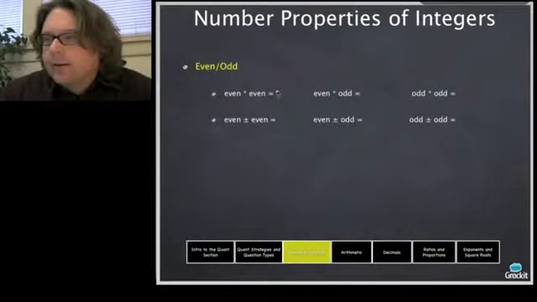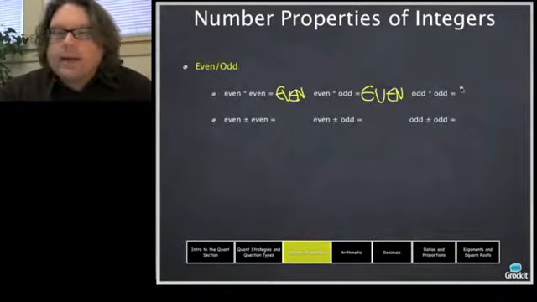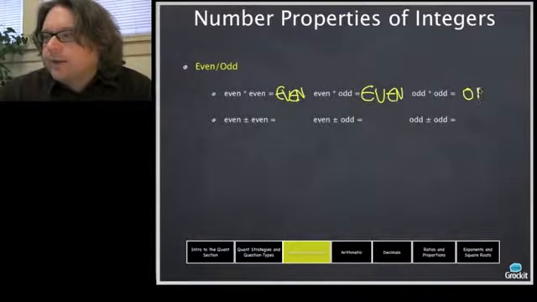Even times even is always even. Even times odd is also always even. It's only odd times odd that always gives you an odd number.